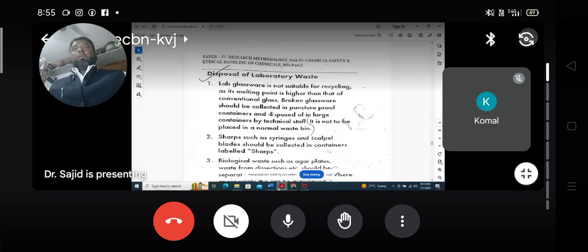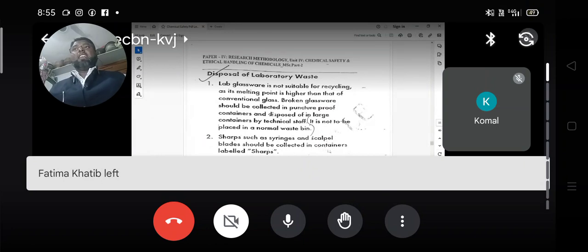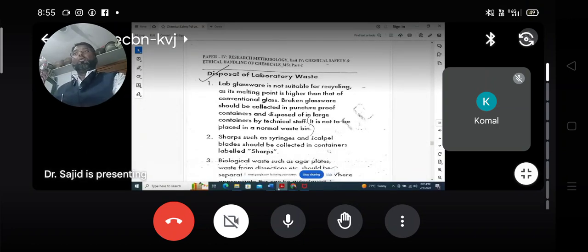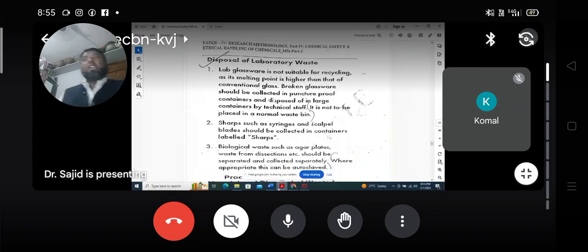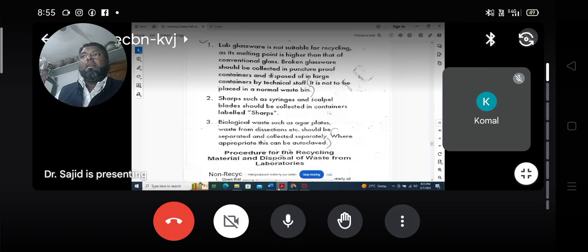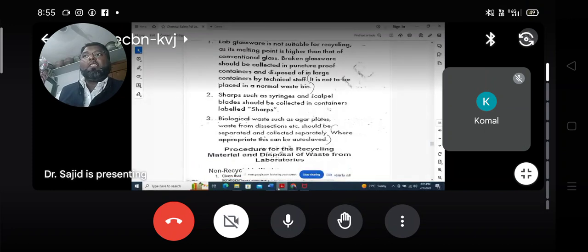This particular lab glassware is not suitable for recycling as its melting point is higher than that of conventional glass. You can't recycle it, then you have to dispose it. Broken glass should be collected in a container and disposed in large containers by the technical staff. It is not to be placed in the normal waste bin. Sharps such as syringes and scalpel blades should be collected in containers labeled sharps.